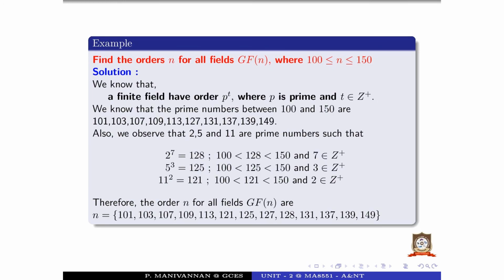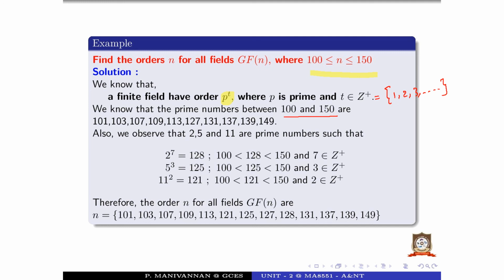The last example. Find the orders n for all fields GF of n, where n lies between 100 to 150. We know from the previous theorem that a finite field has order p power t, where p is prime and t belongs to Z plus. What is the value of Z plus? Z plus is 1, 2, 3 and so on, the positive integers. We know that the prime numbers between 100 to 150 are 101, 103, 107 and so on up to 149.